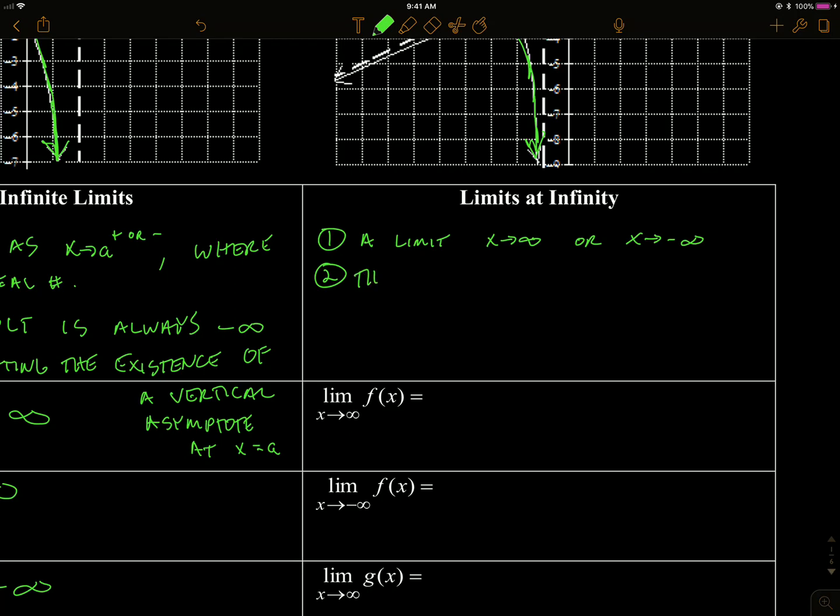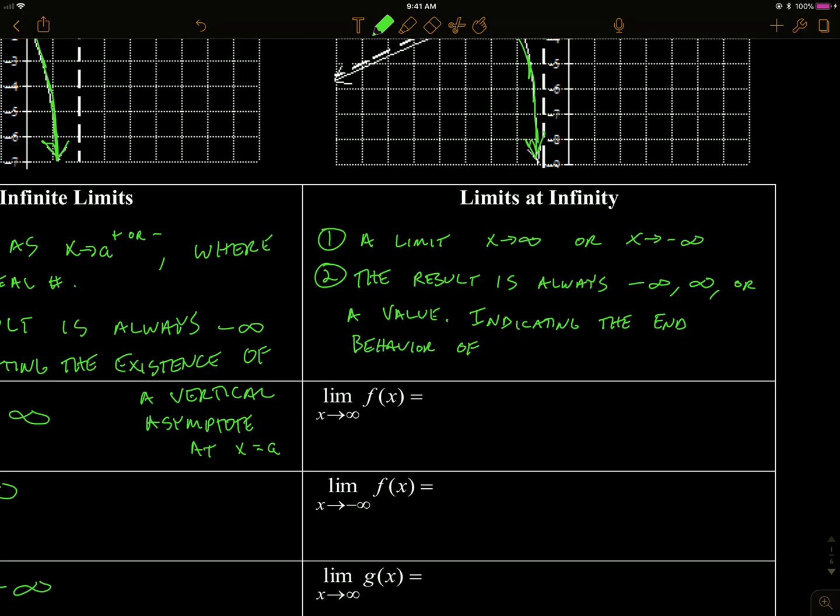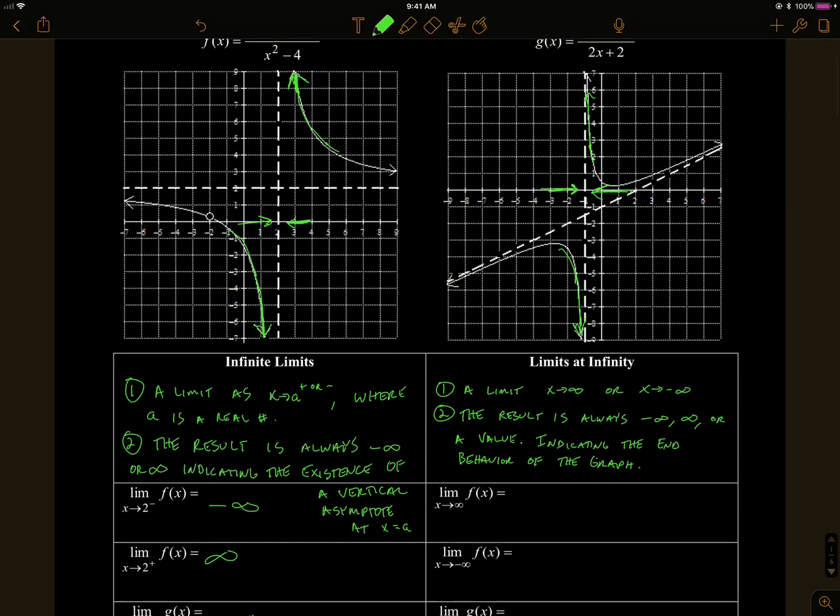And the result, we're going to talk about what kind of answer you get in these situations, is always one of three things: negative infinity, positive infinity, or a value, a real number. We use this to indicate the end behavior of the graph. So let's see what we're talking about here.